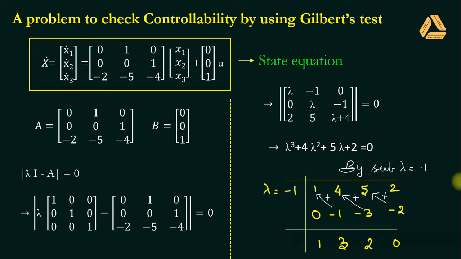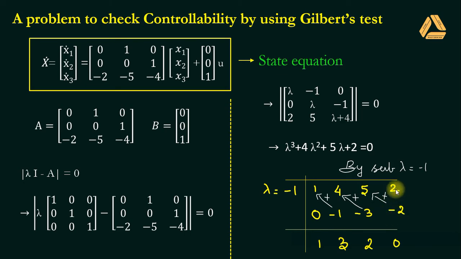When you solve this equation using a shortcut method, see, this is a cubic equation, right? So I write the coefficients 1, 4, 5, 2 here, and then assume some values for lambda such that it becomes 0. So here I get lambda equal to minus 1. I just got one root by assumption, and substituting here I get 0. So lambda is equal to minus 1.